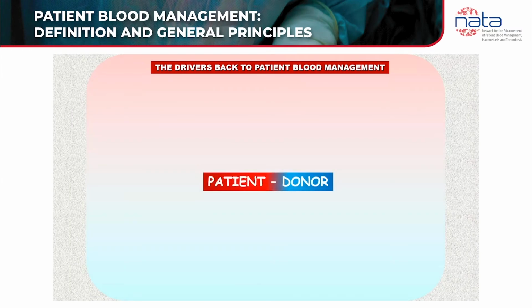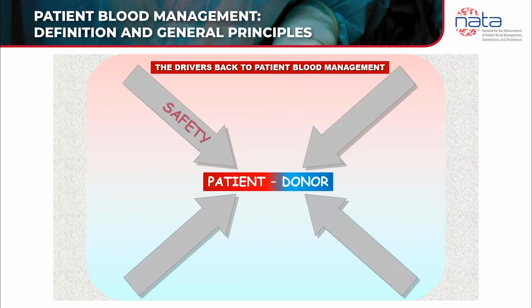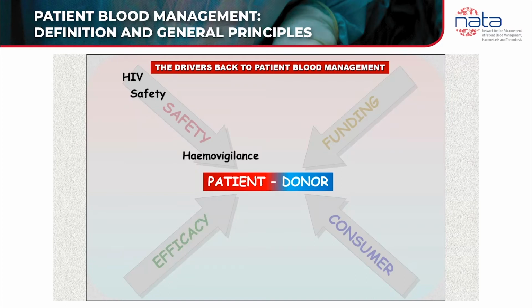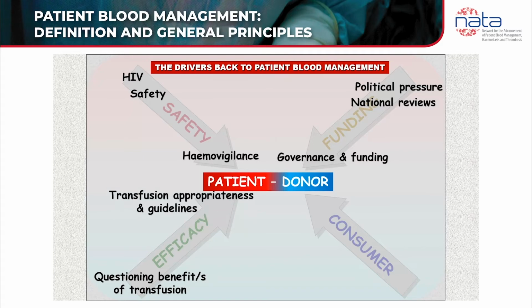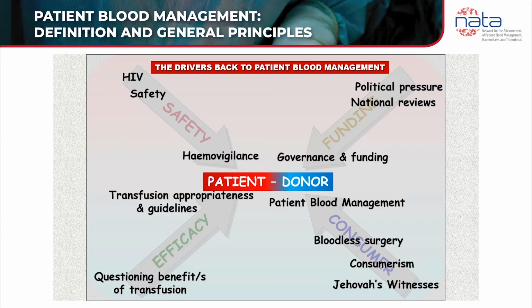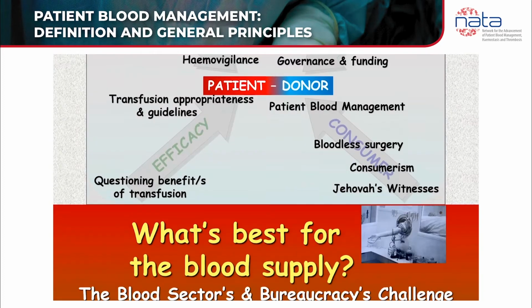And we have the drivers back to patient blood management. There's the safety driver, the consumer driver, the efficacy driver, and the funding driver. The safety was from HIV. The funding was very much a political one with concerns about the costs and the safety of transfusion. The efficacy driver very much revolved around the indication and in many ways was driven by the lawyers. And the consumer driver started with Jehovah's Witnesses, moved into bloodless surgery and what we would now call patient blood management.